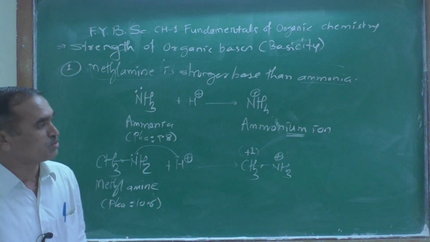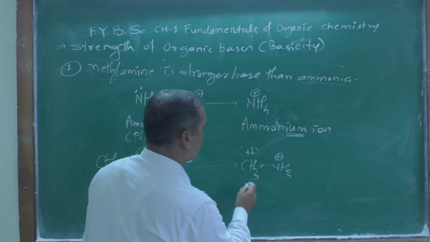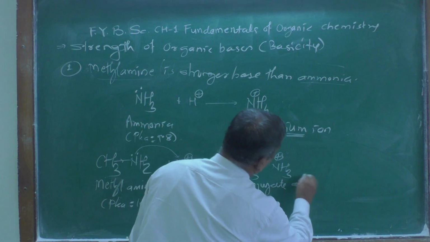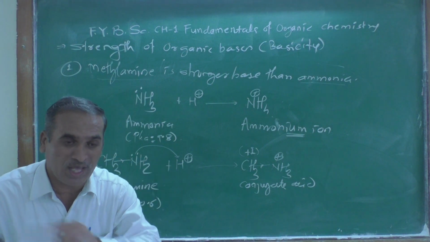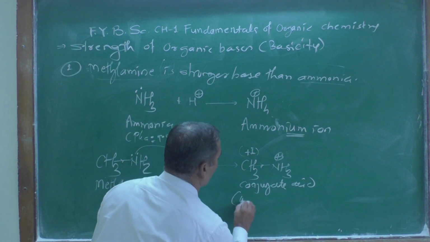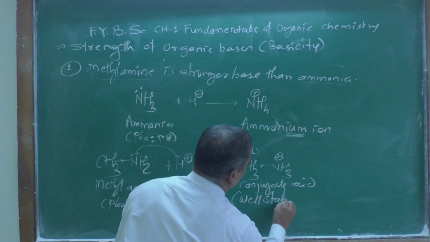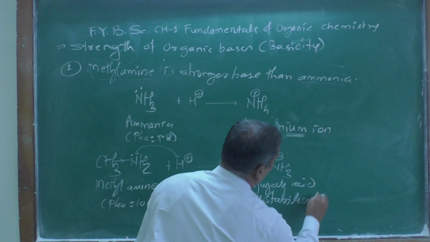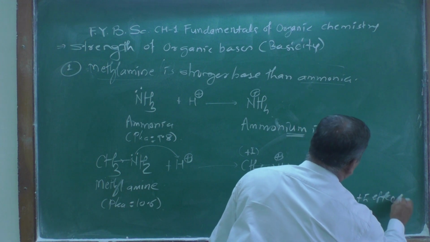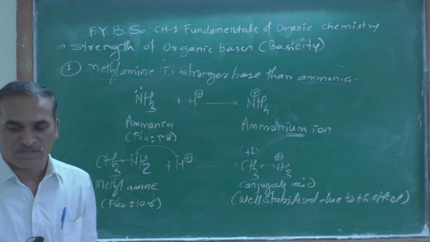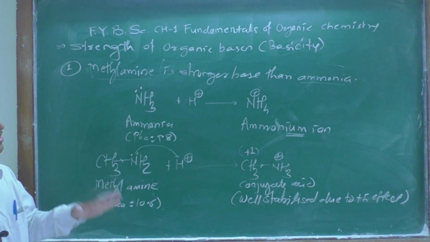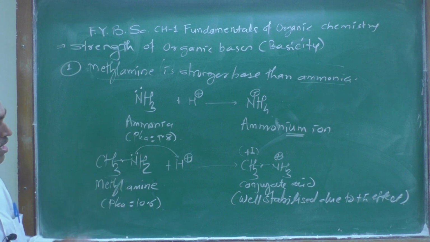And this one is called a conjugate acid. Here again this is a conjugate acid, and this conjugate acid is well stabilized due to the plus I effect. That is the answer over here, or the justification that methylamine is a stronger base than ammonia. Understood this one, how it is?